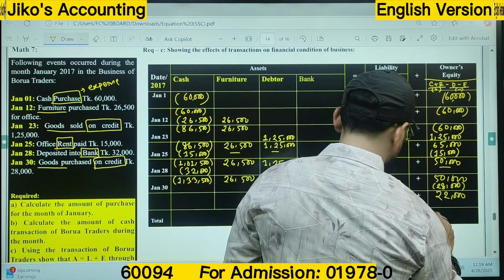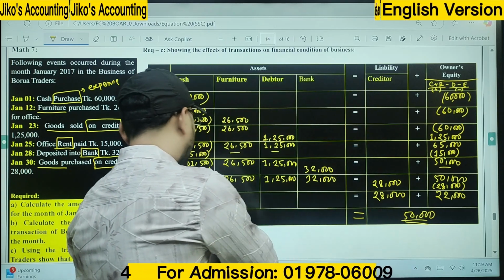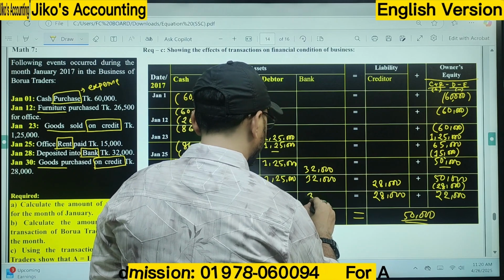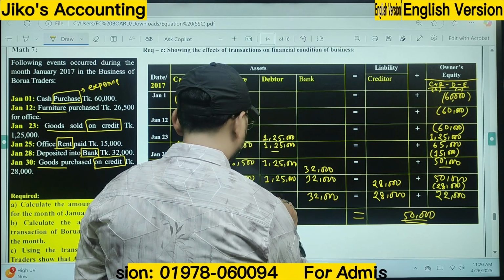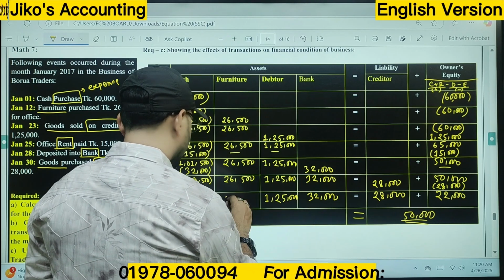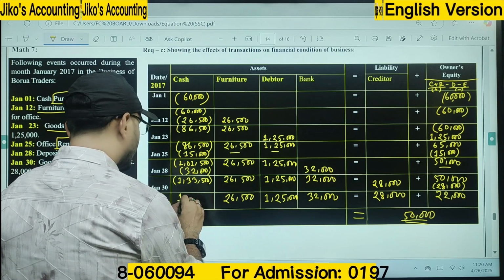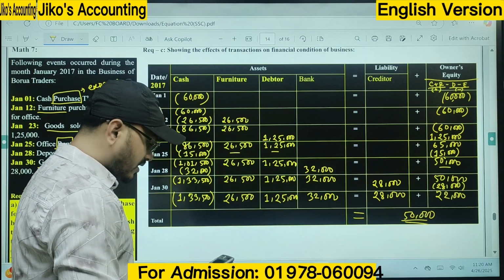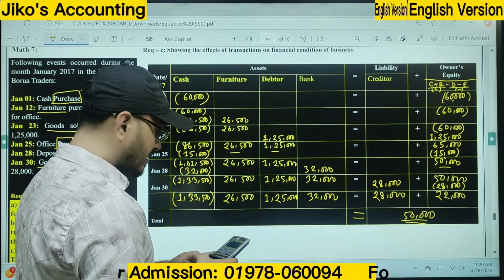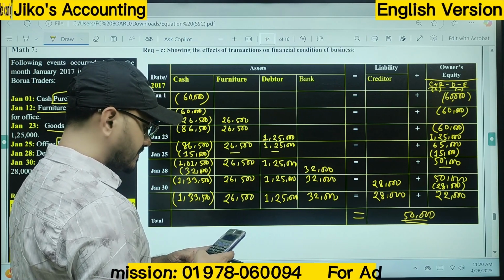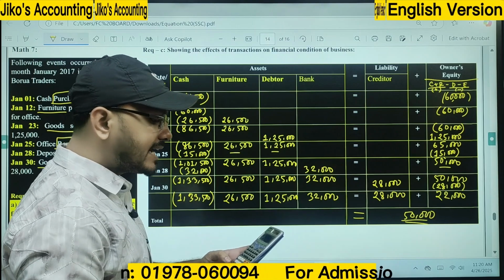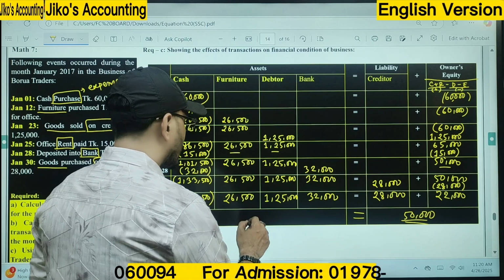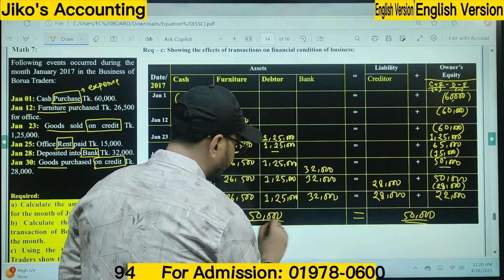Total amount is 50,000. That means I have to prove that my asset has also the same value here. What is the asset here? You can see the figure is 32,000, then 1,25,000, then 26,500, then it's a minus figure, 1,33,500. First of all, I have to add all these plus figures, 26,500 plus 1,25,000 plus 32,000. What is my total amount here? 1,83,500 minus 1,33,500. So what we have found here is the same figure, 50,000.